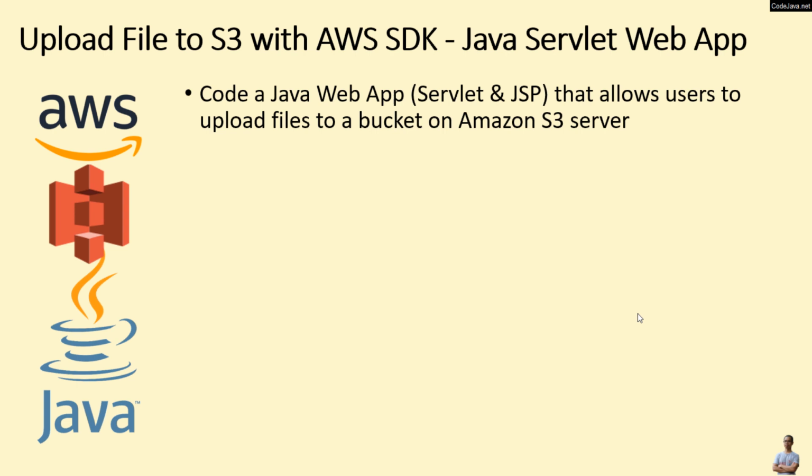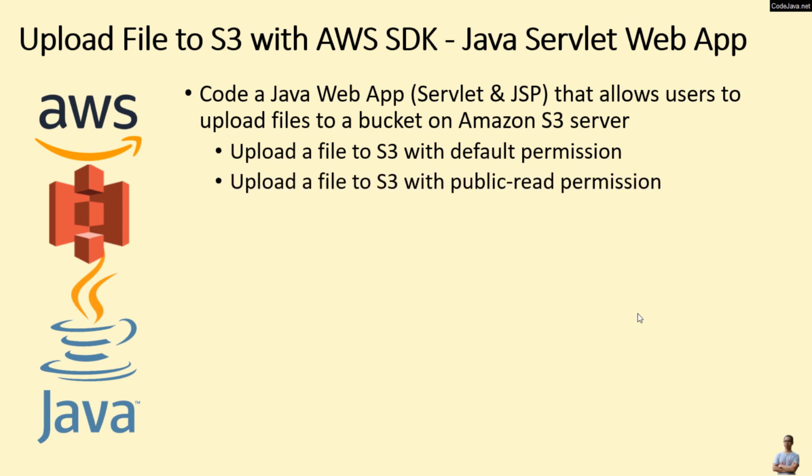In this video, I'd like to share with you how to code a Java web application based on Servlet and JSP that allows users to upload files to a bucket on Amazon S3 server. In details, you will learn how to upload a file to S3 with default permission, how to upload a file to S3 with public read permission, and how to wait until the file exists on S3.